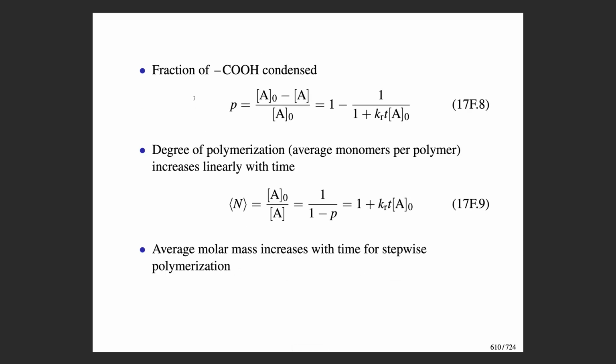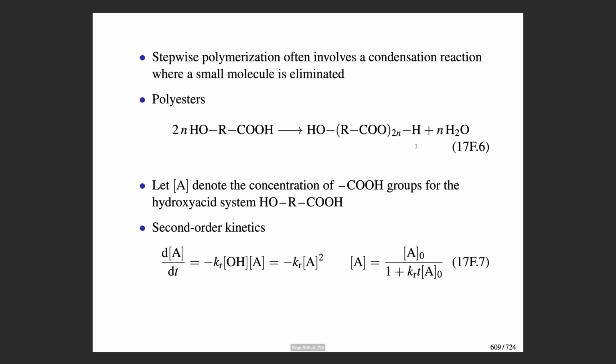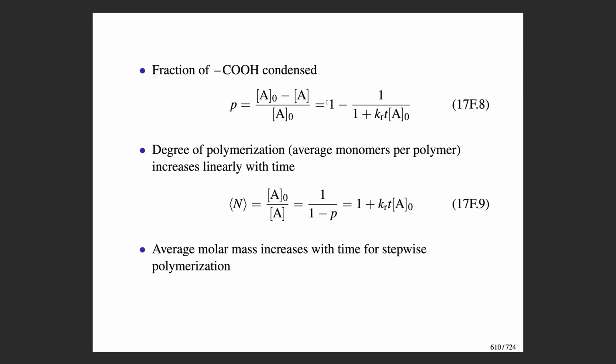Now, what we're constructing here, this number will be the fraction of the acid groups that have condensed. So this is the amount of acid that you're starting with, minus the acid that you have at any given time t, divided by the amount that you started with. So this represents the fraction of acid that has reacted, if that makes sense. And you can take the second order equation that we have from the kinetics and just substitute that in, and it will give you this equation right here.